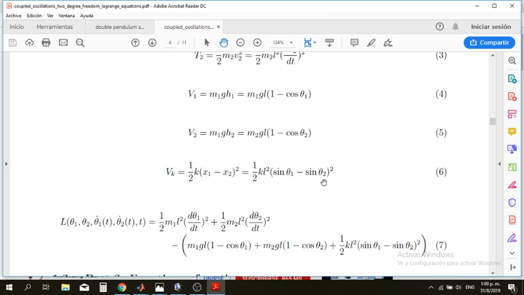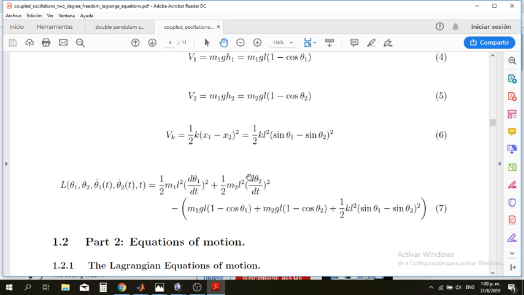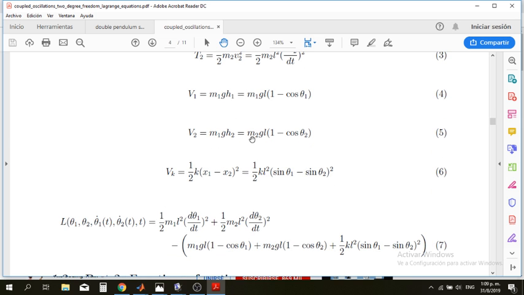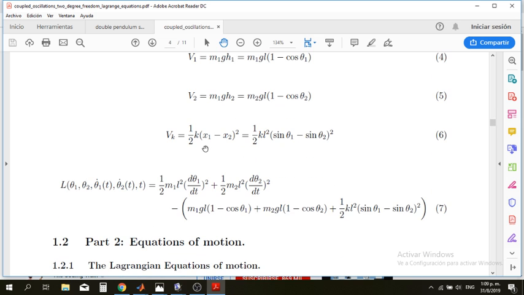In this case, we are assuming that the deformation of the spring complies with Hooke's law. So the restoring force that the spring applies upon each mass is linear. This is a linear approximation, so there is a linear and a non-linear approximation here.